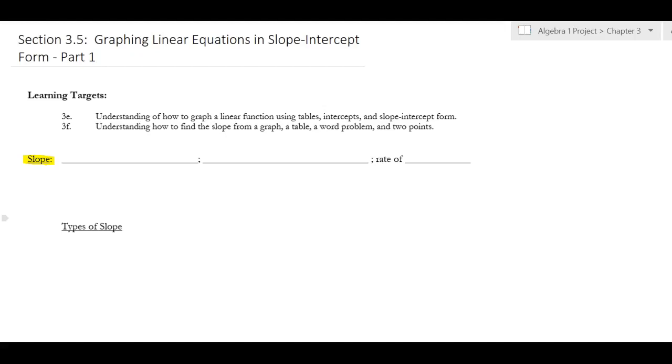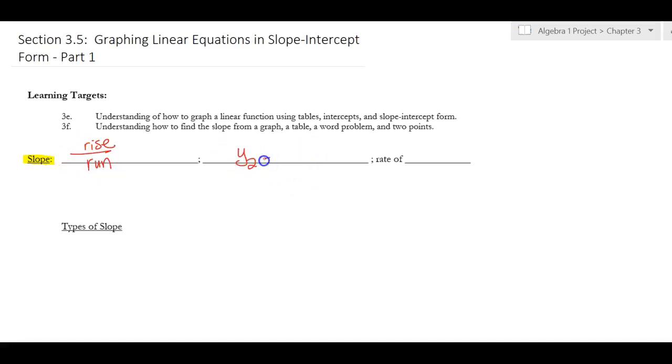Okay, so what we're working on today is section 3.5, graphing linear equations in slope-intercept form, part 1. This section actually has a lot of information, so I find it easier if we break it down into two different parts. Today our focus is on slope. And so there's three different things you need to know about slope. Slope is rise over run.